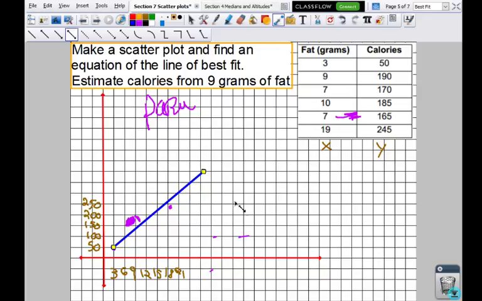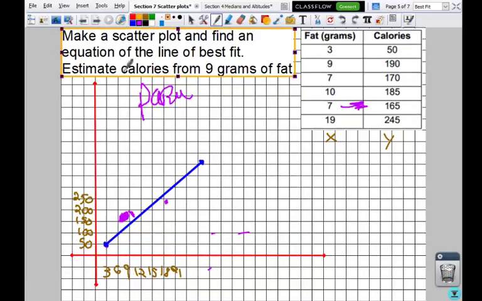Alright, can adjust a little bit. Alright, well, that's pretty good. I'd say that's nice. Alright, so we got our scatter plot, we got our line of best fit.